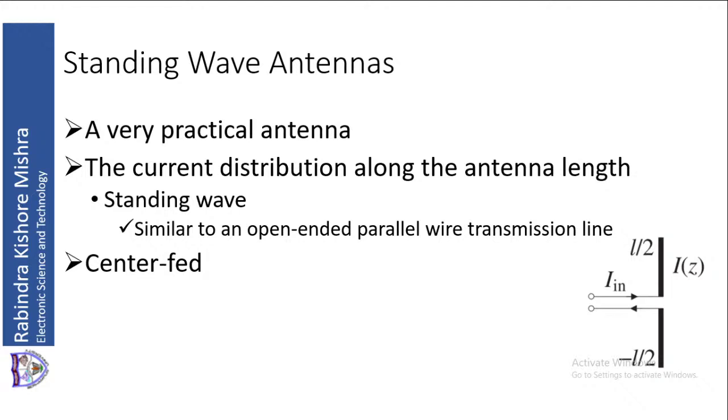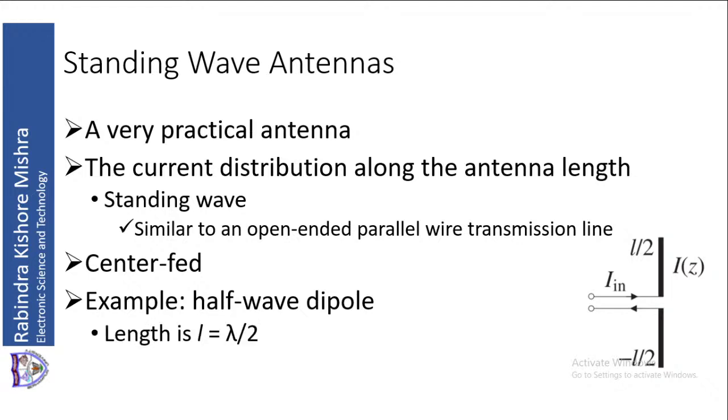The energy is fed into this exactly at its center. So since this is exactly fed at center, this is called a center fed antenna. What we are going to discuss is a standing wave antenna which is center fed. So we will be considering a center fed standing wave antenna. A very common example is a half wave dipole antenna which is center fed. Length L is equal to lambda by 2.